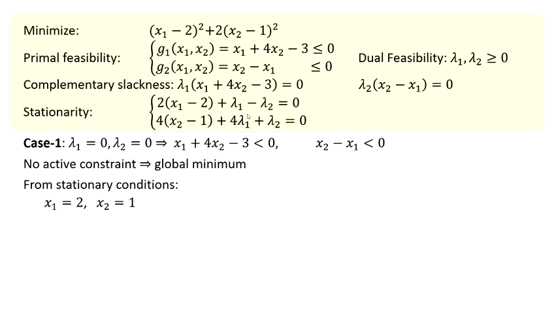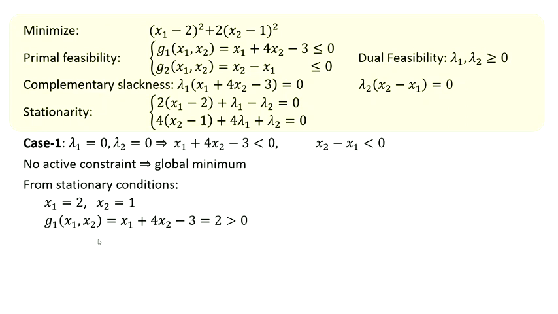Solve this. Lambda 1 and lambda 2 are both zeros. So x1 equals 2 and x2 equals 1. Correct? To make the right-hand side 0 in both cases. Now, why do we discard it?